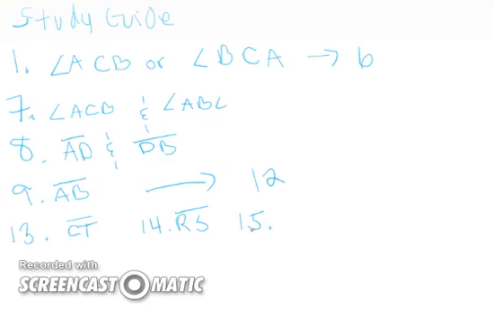And 15, last but not least, name an angle bisector of TBC. The angle bisector would be BX. It goes through the vertex and cuts that angle in half. Alright, well, let's move on.